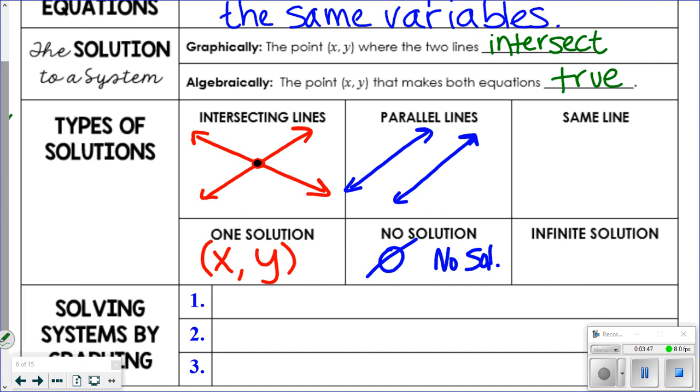Then, if it happens to be the exact same line, so it has the same slope and the same y-intercept, they're right on top of each other, and that means we have infinite solutions. Or we've abbreviated before as IMS, infinitely many solutions, or you can use the infinity symbol, whatever you prefer, however you want to write it.